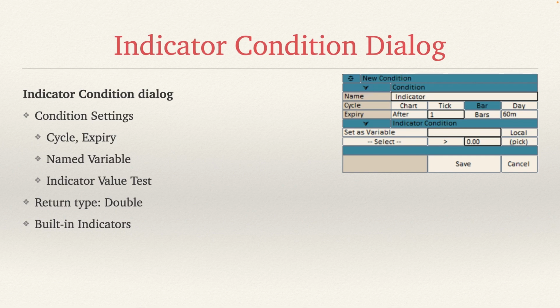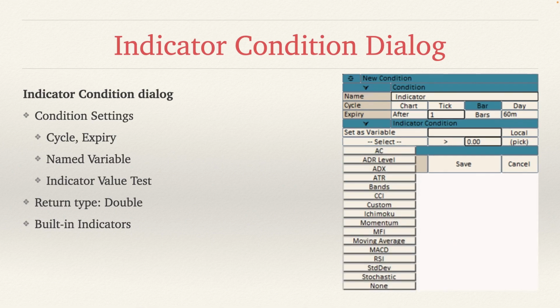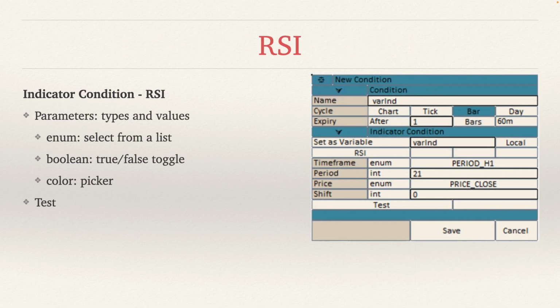Click the Select button to see a list of the built-in technical indicators. When you select an indicator from the list, the parameters used to configure that indicator are available in the dialog. Let's take a look at the RSI indicator as an example. The main advantage of having the built-in indicators available is that their options are already defined. You just need to configure them.